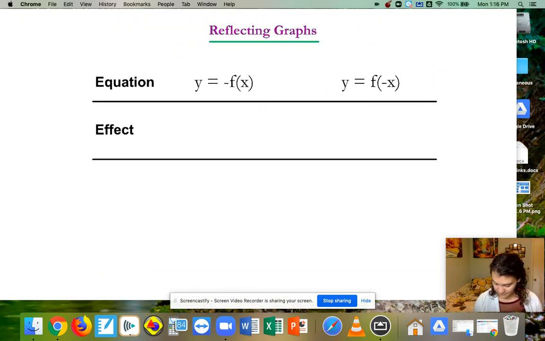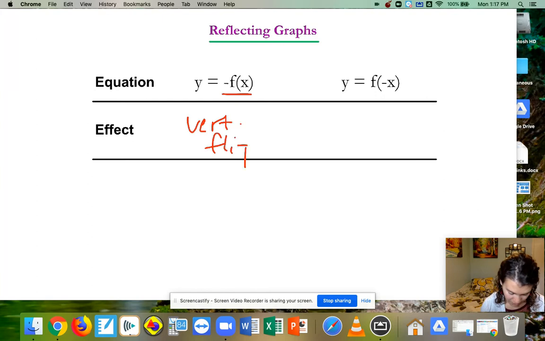Reflecting graphs. So here, if we're going to decide is this horizontal or vertical, think of where the negative is. It's on the outside of the function, not with the x. So this is going to be a vertical flip. And think of this, you want vertical motion. So if this is your line, you're flipping vertically. You want vertical motion, so you're flipping over the x-axis.